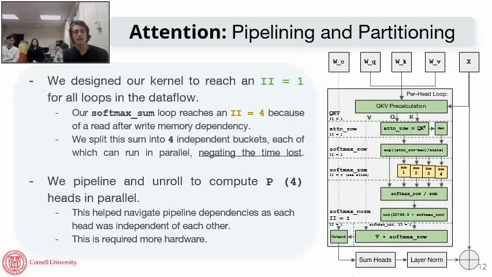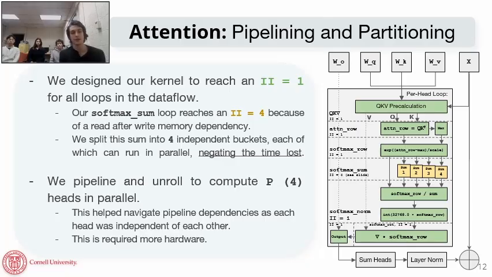We designed each loop in our kernel to reach an II of 1 for all of the loops in the data flow, with the one exception of our softmax sum loop, which reaches an II of 4 because of a read after write memory dependency between the heads. To resolve this, we split the sum into 4 independent buckets, each of which can run in parallel, which, while still achieving an II of 4, requires a quarter the number of total cycles, maintaining the maximum allowed time in the data flow.